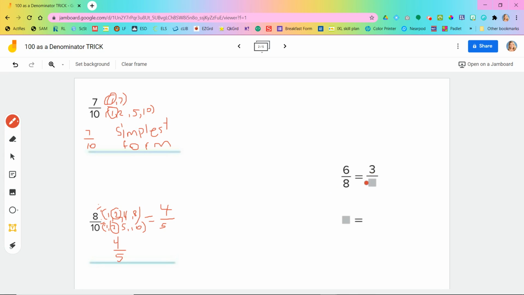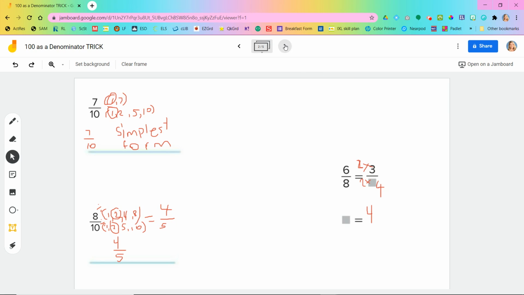Well, how can 3 change to 6? Times 2. All right, so if I said 3 times 2, then I have to do what times 2 to give me 8? 4. Very good. Now, you could simplify this 6/8. You would divide both of these by 2, and you would still get that 3/4 if you wanted to. But to me, if I can multiply like this, that's so much easier and not nearly as much of the hassle as simplifying.